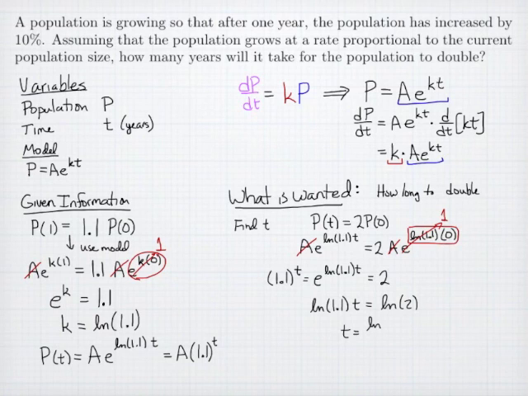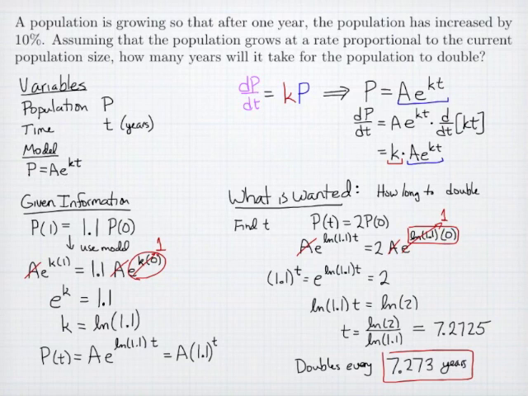t is the natural log of 2, in other words, the doubling, divided by the natural log of 1.1, and that's the time it takes to go up by 10%. Using a calculator, we find that this is approximately 7.2725. So my population doubles every 7.273 years.